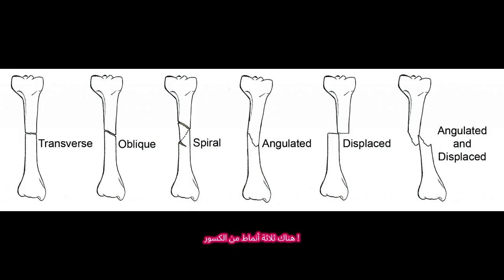3. Pattern of the break. Transverse fractures are straight across. Oblique fractures are at an angle. And spiral fractures twist around the bone, often due to rotational force.